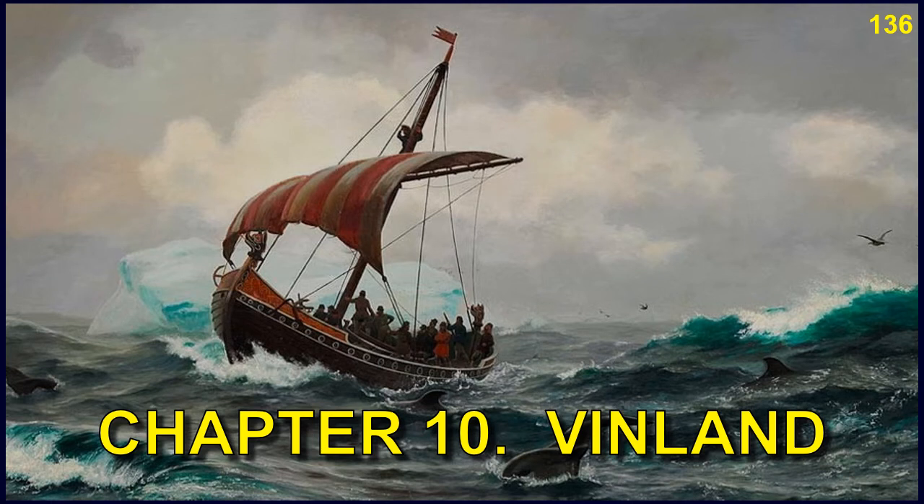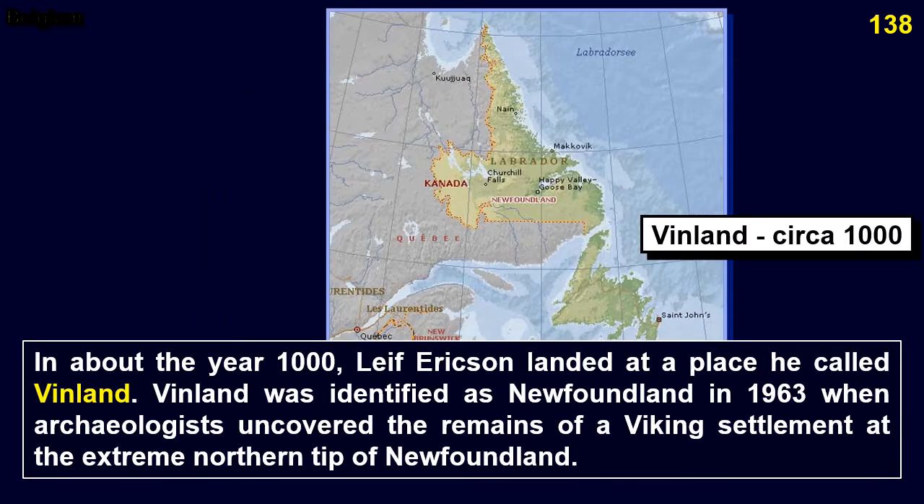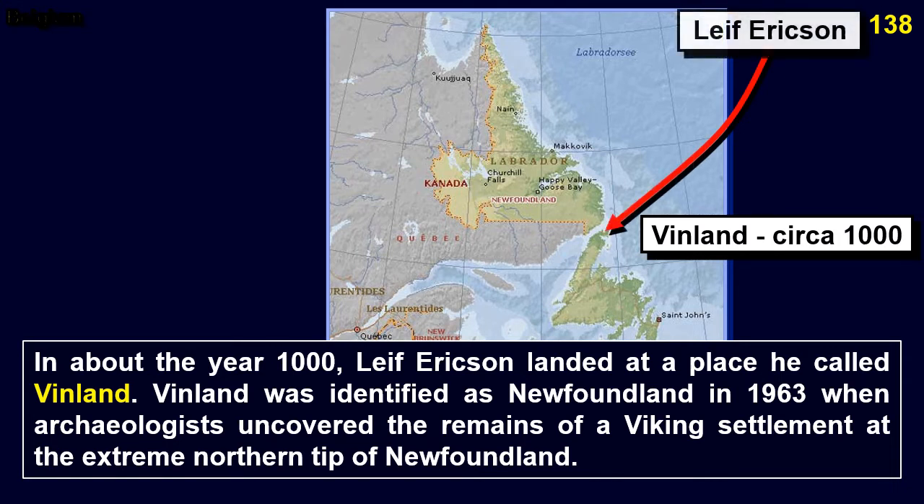Chapter 10. Vinland. Leif Erikson, sometimes called Leif the Lucky, is believed by most historians to have been the first explorer to reach the North American mainland. In about the year 1000, Leif Erikson landed at a place he called Vinland. Vinland was identified as Newfoundland in 1963 when archaeologists uncovered the remains of a Viking settlement at the extreme northern tip of Newfoundland.